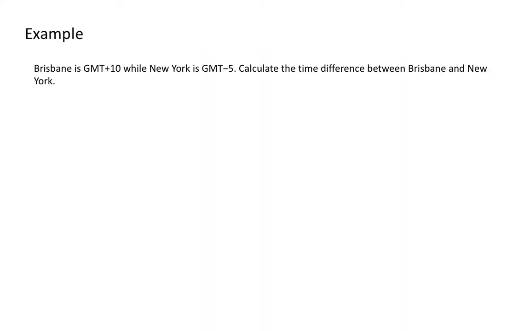In the first example, we have Brisbane in a time zone of GMT plus 10, and New York in a time zone of GMT minus 5, and we want to calculate the time difference between Brisbane and New York. We've got a time zone of plus 10 and a time zone of minus 5. Starting off with my bigger number, plus 10, I'm going to take away my second time zone, which is negative 5.